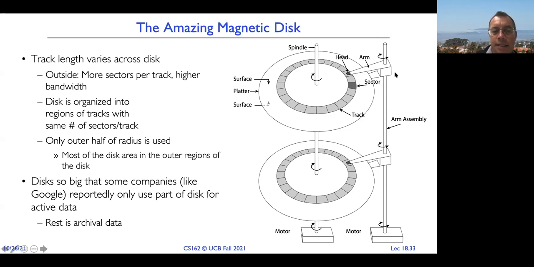Now the tracks' length varies, right? The ones closer to the edges are larger than the ones at the center. And so typically we are only using half of the radius, only the tracks at the edges, because you have more space to store information. If you store it too close to the center, the sector is too small. You are going to get a lot of errors.